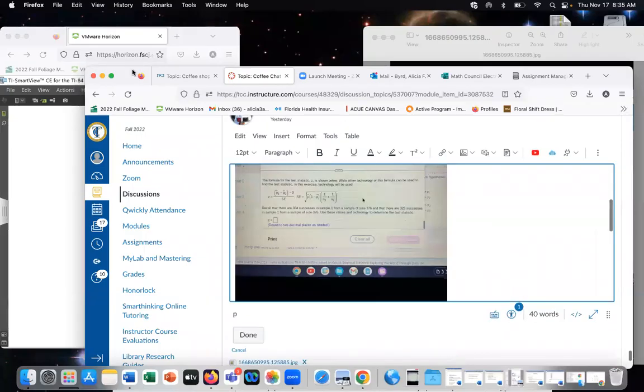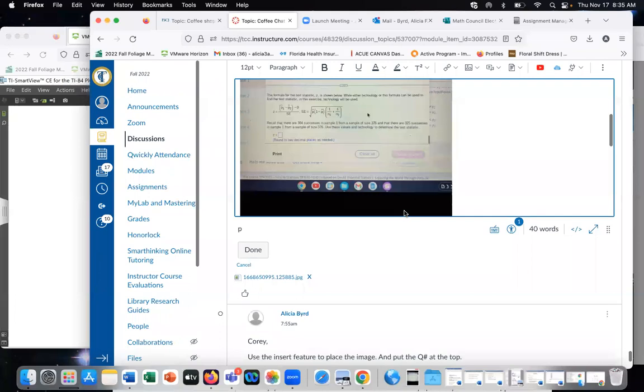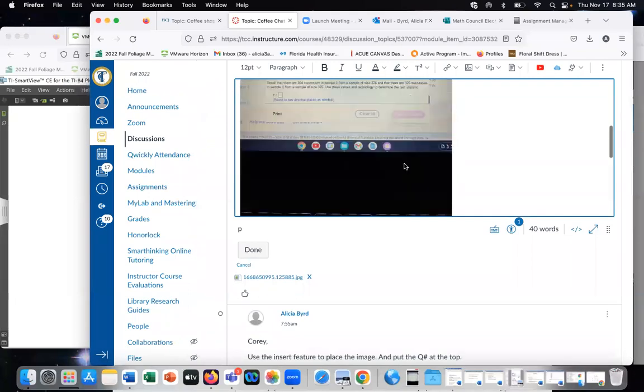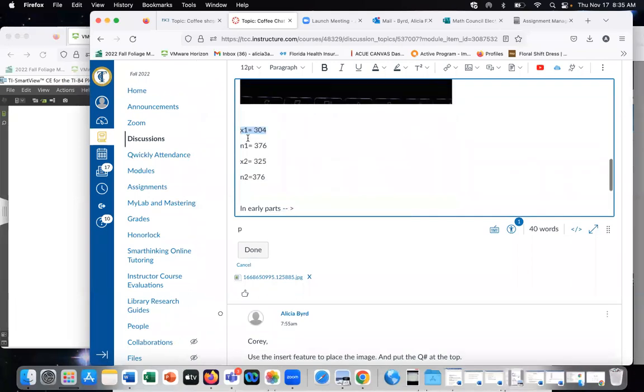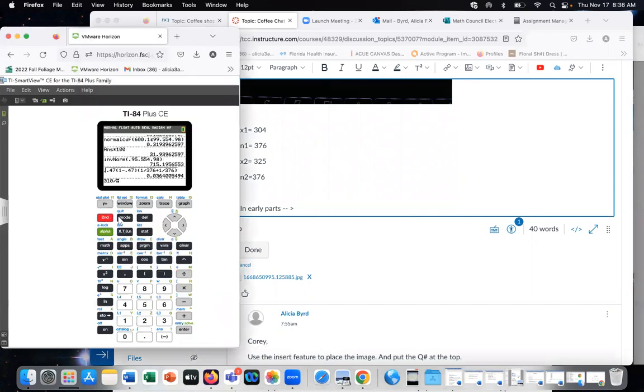So, okay, we are looking at question one. We took some values from the given problem, x1, n1, x2, and n2. We identified our variables that we were given and put them into our calculator. We went to Stat, over to Test, and down to 2-PropZTest, the two proportion z-test.